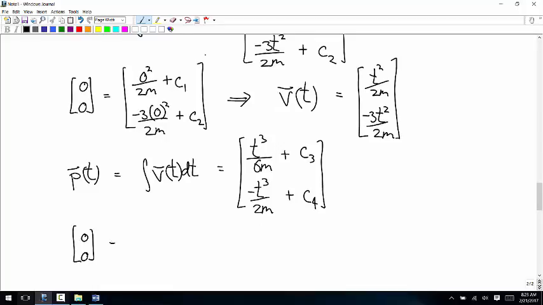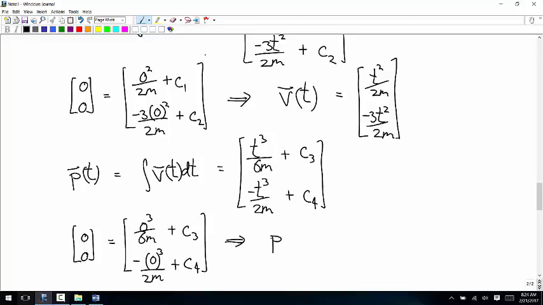The zero vector is equal to 0 cubed over 6m plus c3. And then the y component is negative 0 cubed over 2m plus c4. That says c3 and c4 are equal to 0. So the position vector is ⟨t cubed over 6m, negative t cubed over 2m⟩. Any questions about that?